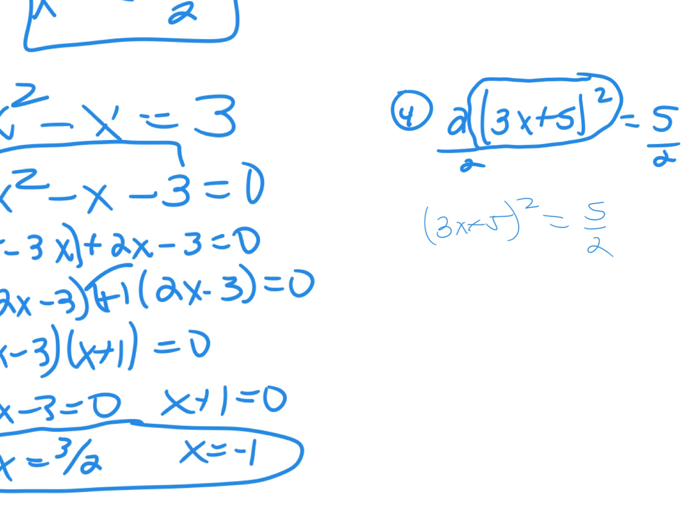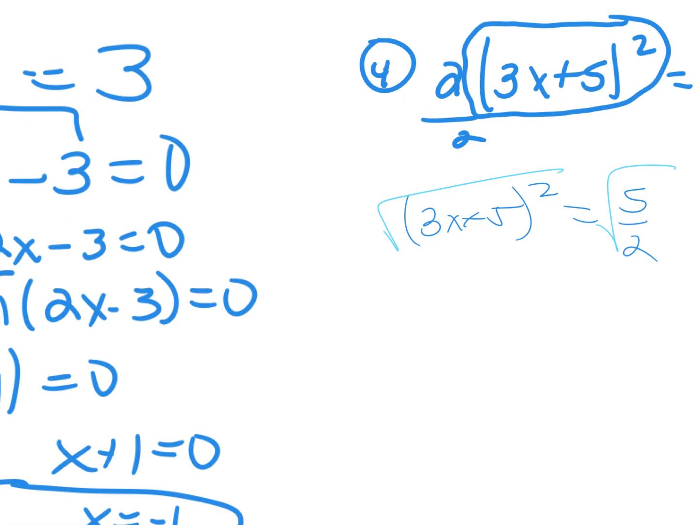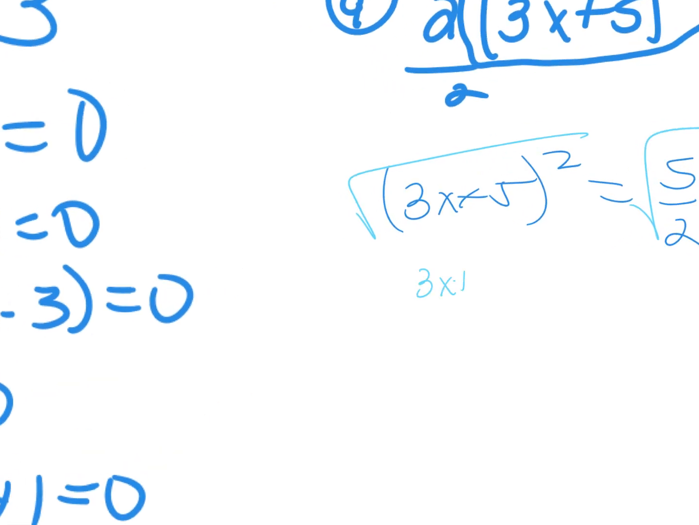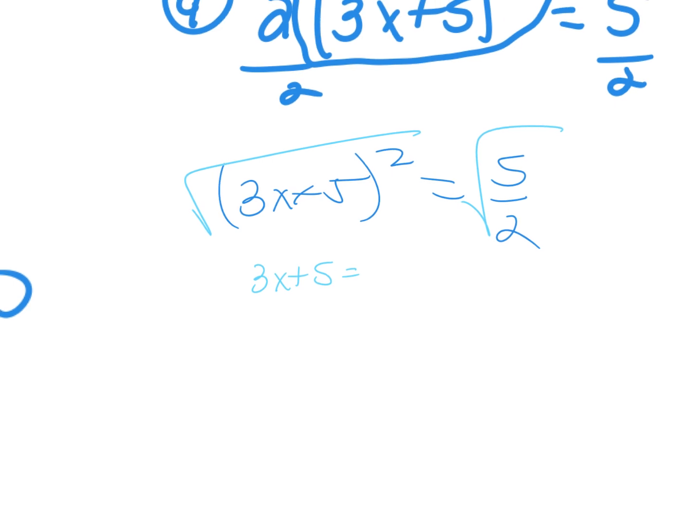Your easiest way to do this is you have one binomial on one side that is squared and set equal to a number. So just take the square root of both sides. That's the easiest thing to do. So you have 3x plus 5 equals, I physically put the square root sign on, so I need a plus or minus, and this is the square root of 5 over the square root of 2.